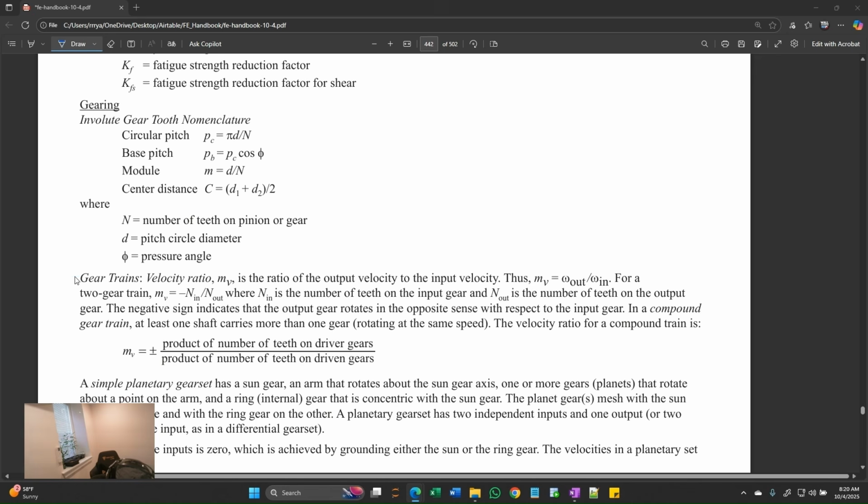You can see they talk about the gear ratio, the velocity ratio over here, the ratio of the output angular speed to the input angular speed, and it's just the product of the number of teeth on the driving gear to the number of teeth on the driven gear. You can see there's also a sign associated with it, and we didn't really discuss that in this problem, but I usually just like to think about it in terms of drawing a couple of arrows here.